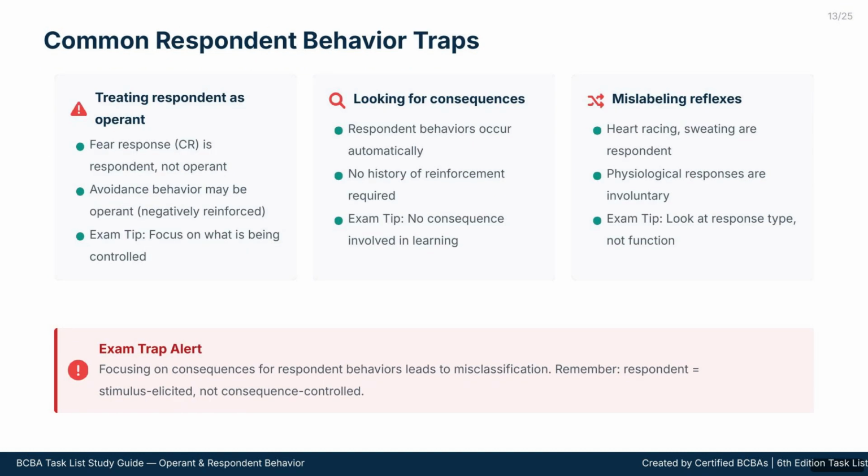A major trap is treating respondent behavior as operant. Fear responses are respondent, but avoidance behaviors that follow may be operant. Another trap is looking for consequences when none are required. Respondent behaviors occur automatically and do not depend on reinforcement. Focus on what is being controlled, not on the outcome.